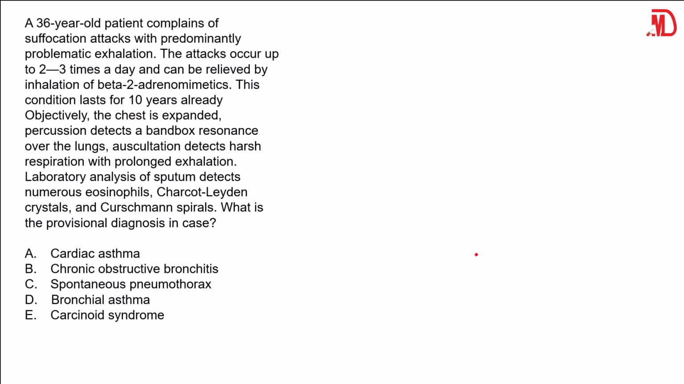Now we have a 36-year-old patient complaining of suffocation attacks with predominantly problematic exhalation. So that means the person can actually breathe in, but breathing out is a problem. So it's an obstruction, isn't it? The attacks occur 2 to 3 times a day and can be relieved by inhalation of beta-2 adrenomimetics. When we talk about beta-2, an example is salbutamol. So when I say salbutamol, definitely you know you're dealing with asthma or constricted bronchi.